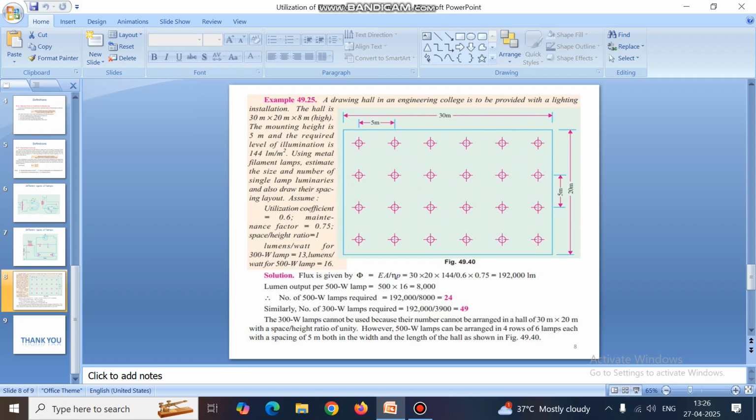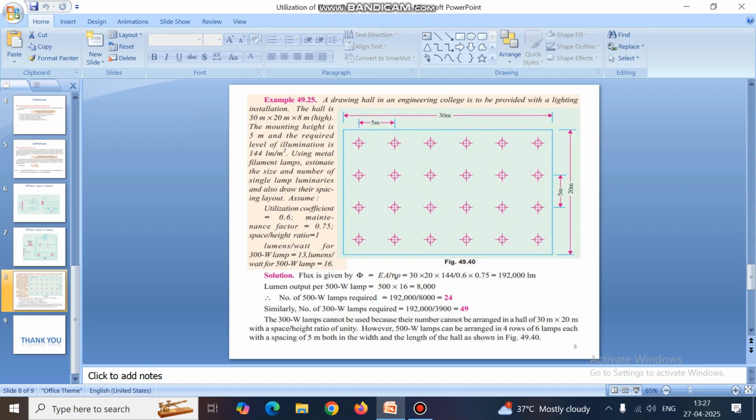Finally, we are going to the design of a hall. Here you can see that a drawing hall in an engineering college is to be provided with a lighting installation, and the hall specification is given. The hall is 30 meter length, breadth is 20, and height is 5. The mounting height of the light is 5 meter. The required level of illumination is 144 lumen per meter square.